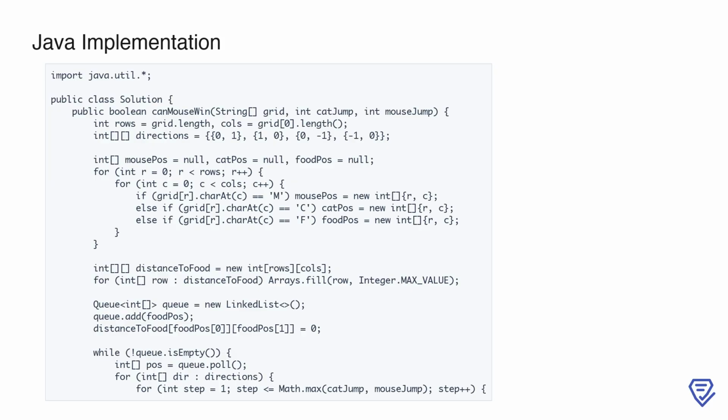These positions are identified by iterating through each cell of the grid and checking for the characters M, C, and F, respectively. Once these positions are found, we initialize a distance-to-food matrix to keep track of the shortest distances from each cell to the food. To populate this matrix, we use a breadth-first search starting from the food's position.